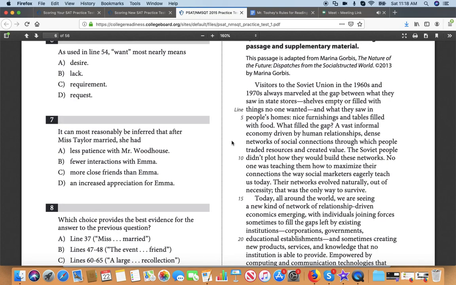It can most reasonably be inferred that after Miss Taylor married, she had more close friends than Emma. Can that be inferred? No. It says nothing about her friends. I mean, she's married to a dude. Maybe if it said had a closer friend than Emma, I don't know. Her husband's a friend, maybe he is. Again, there's just no evidence for more close friends. Compare that to B, right? We've got some evidence for B. There's just nothing for C. Does that make sense? Yes.